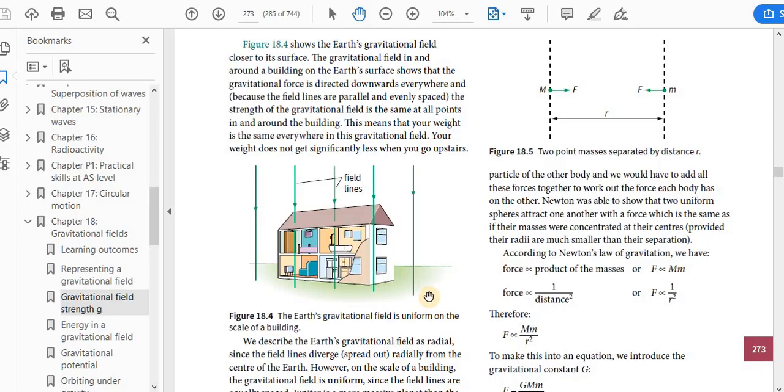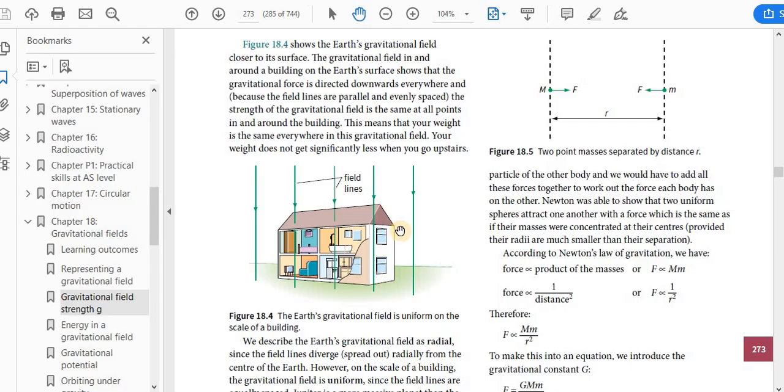How do we know this is uniform? Because the distance between the field lines is the same. You can see the distance between adjacent field lines is approximately the same. Therefore this is a uniform gravitational field.